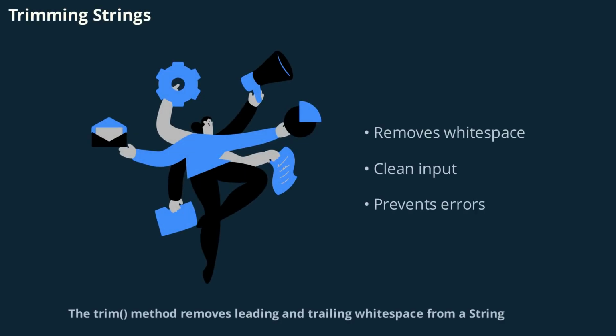The trim method removes leading and trailing whitespace from a string. This is especially useful when processing user input or reading data from files, where extra spaces can cause errors or unexpected behavior. Always trim strings before validation or storage to ensure clean data.